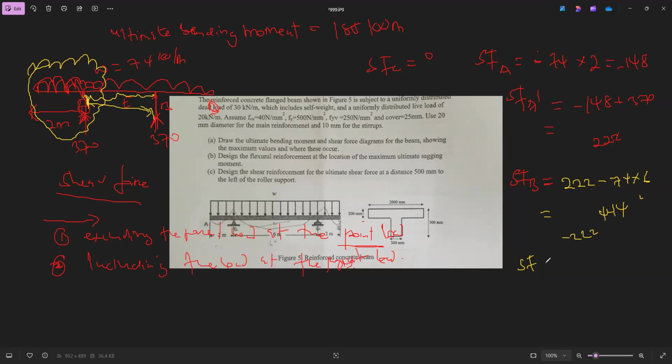Yeah, minus 222. Okay, so minus 222. Then shear force at B prime. At B prime, we are including the load. So minus 222 plus the load there is what? 370. So what are we having? Positive 148.